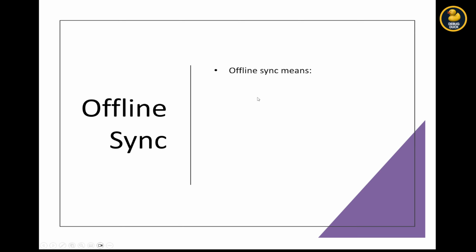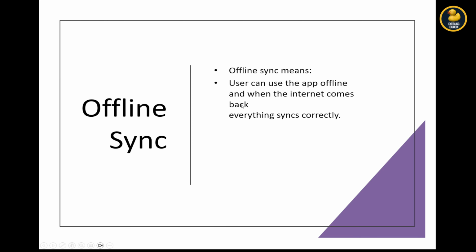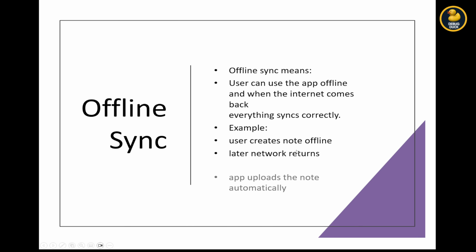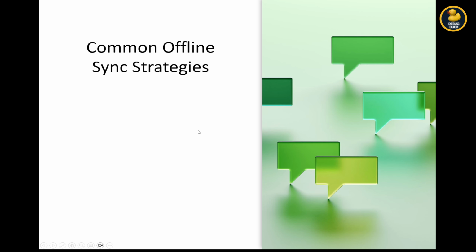Offline sync. Offline sync means what? It means the user can use the application offline, and when the internet comes back, everything syncs correctly. For example, the user creates a note offline, and later the network returns, then the app uploads the note automatically.